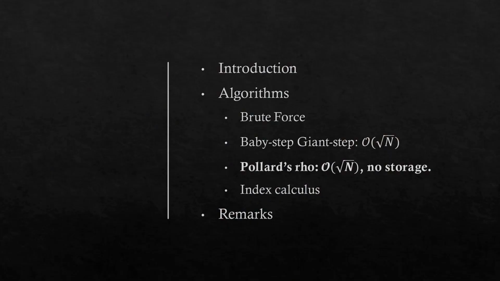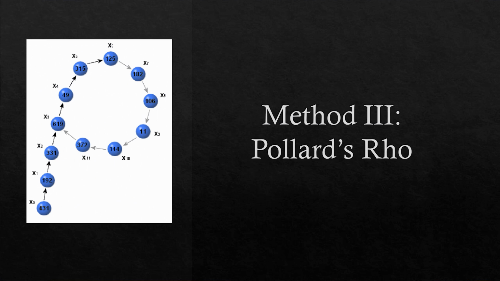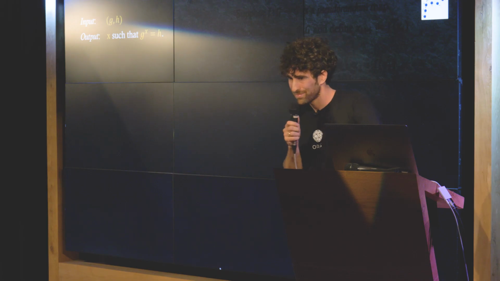So we had brute force and we had baby step, giant step. And the next thing we're going to do has the same runtime, but with no storage. Or, well, negligible storage. So here we go again. Input G and H group elements, and we want to output the discrete log.